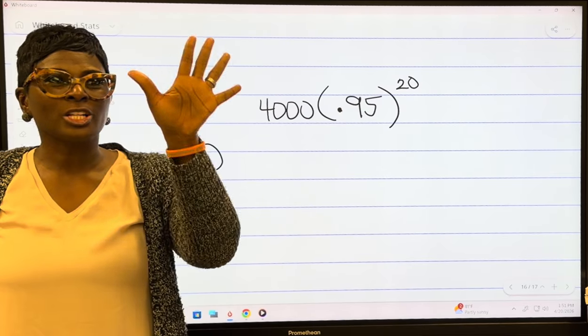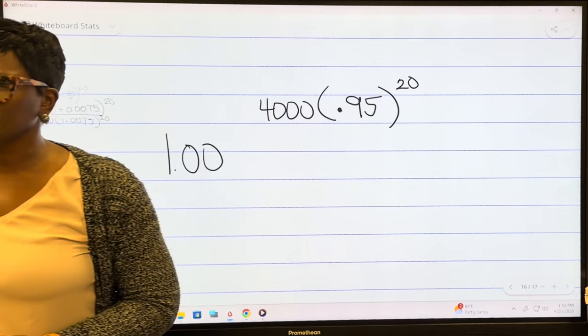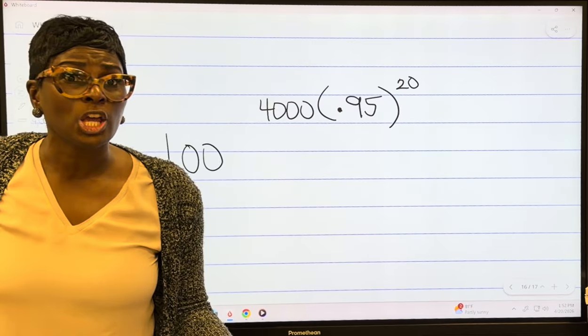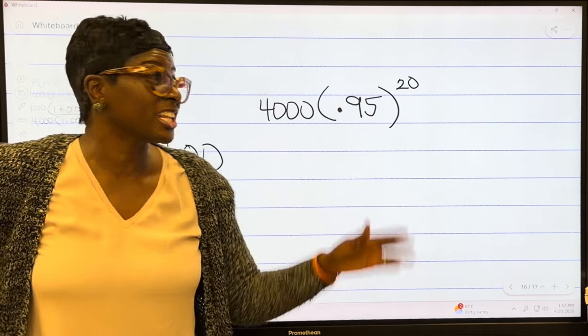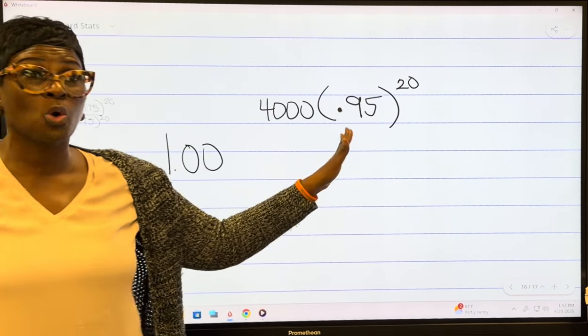Tell me. 5%. How do you know they're losing 5% every year? Because they're only getting 95% of their money. So if you're only getting 95% of your money, that means you must be losing 5% every year. Because if you were getting all your money, you'd be getting 100%. This would be times 1. Are you all following me? Yes?